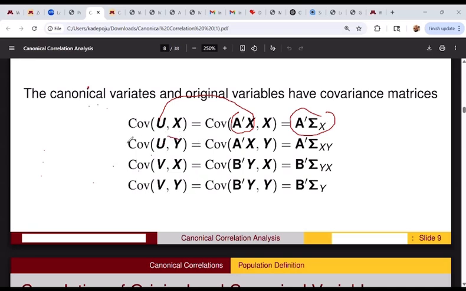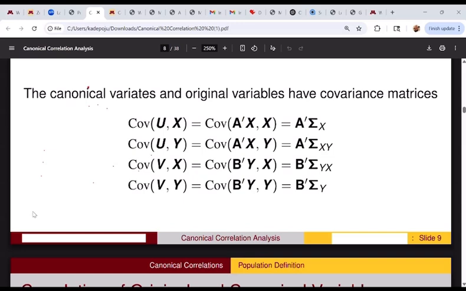Now you want to do the same between U, the canonical variate that you derive from X, and the original Y. This is the formula for covariance, then for the others as well. So take a look at that. What we're doing here is asking whether there's a relationship between the new set of variables we derive, which are linear combinations of the original features, and the original features themselves. That's what I mean here.